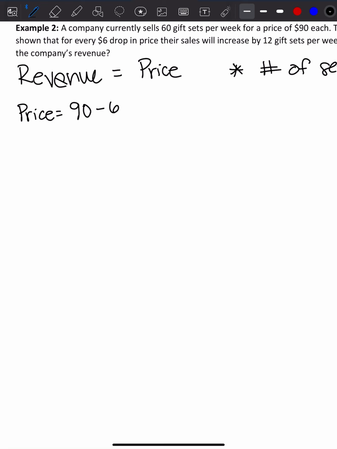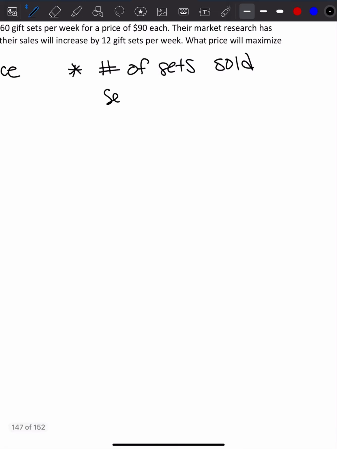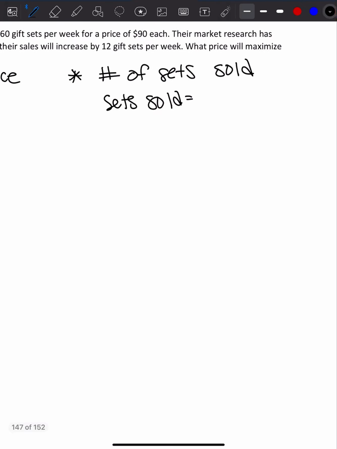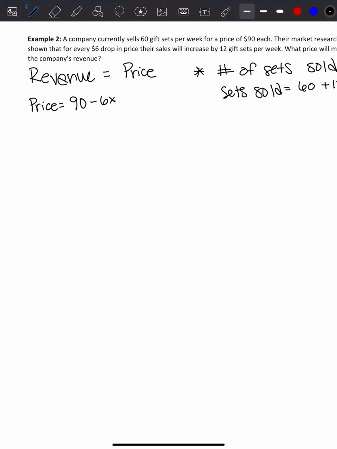And we need our variable now, so we're going to use X. And X is realistically, in this case, the number of weeks. So this is our per weeks piece. And then we have our sets sold. We started out with 60 sets per week, and because of our $6 price drop, we are now increasing at 12 sets per week. So we're starting at 60 and adding 12 sets per week. So this right here is our equation. We're going to take those two things and multiply them together to get our revenue equation.